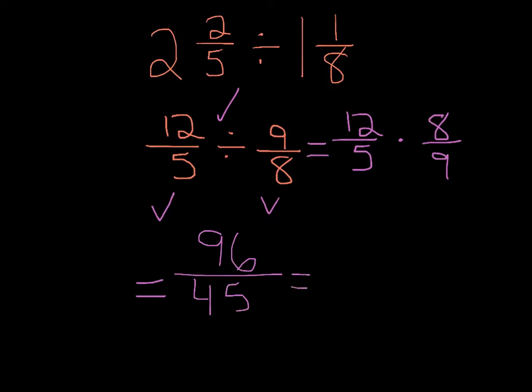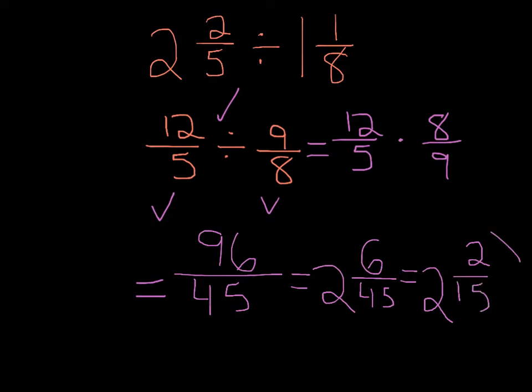Well, let's change this to a mixed number. 45 goes into 96 twice, with 6 left over, so 2 and 6/45. But that can be simplified because you can divide them both by 3. So we have 2, and 6 divided by 3 is 2, and 45 divided by 3 is 15. So 2 and 2/15 is our answer.